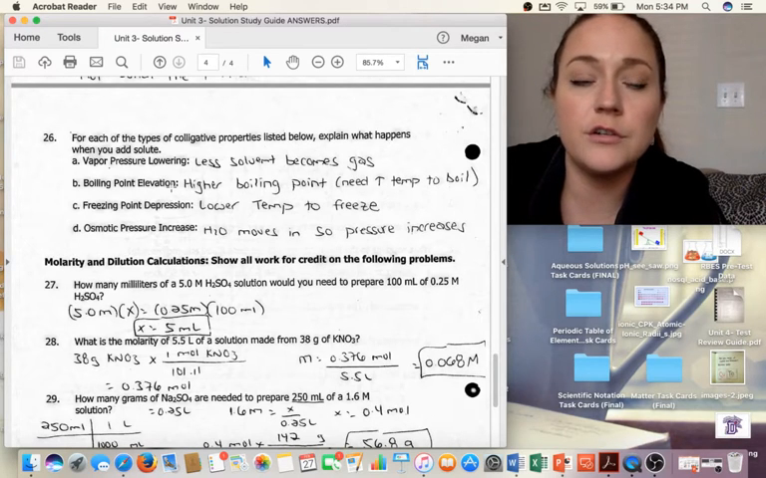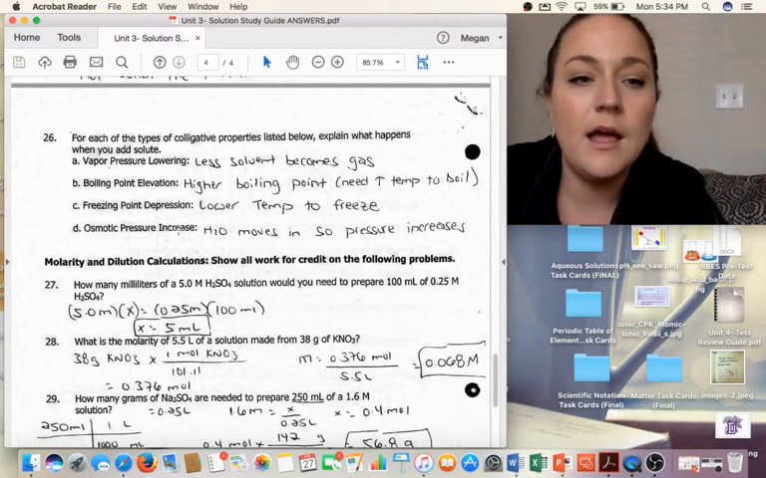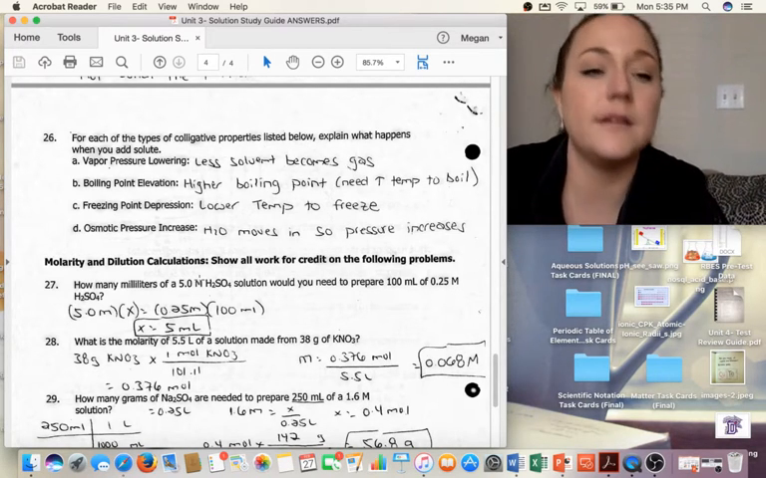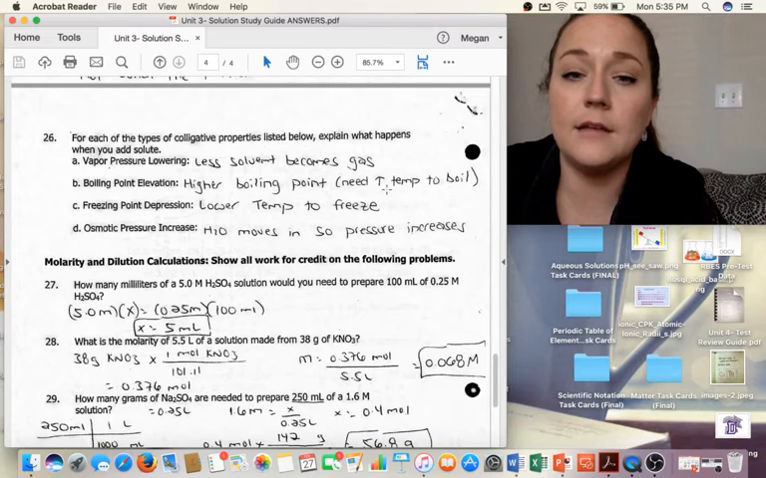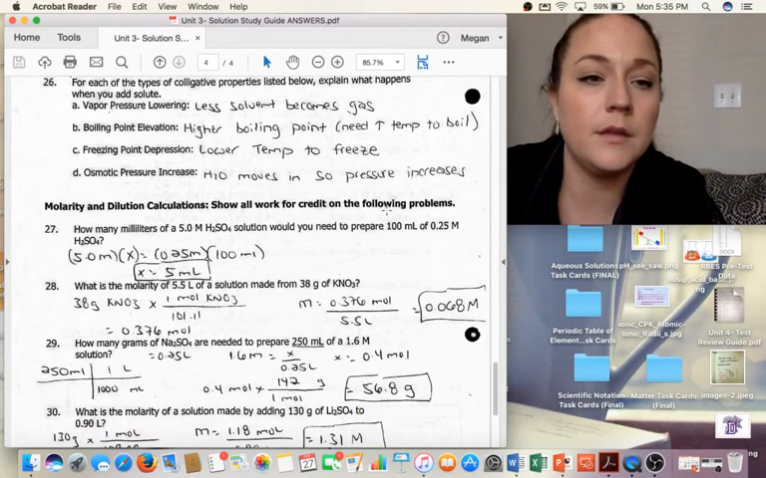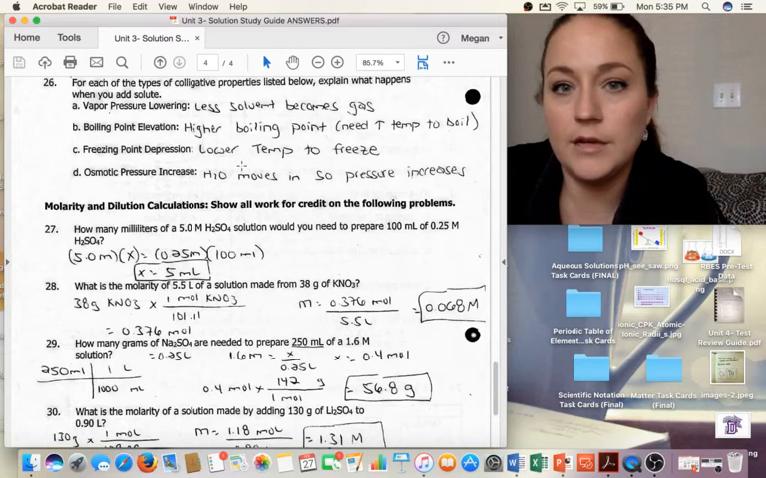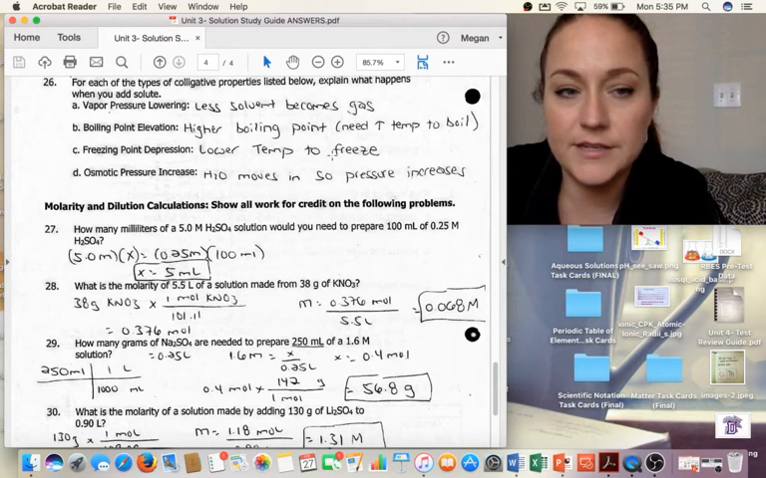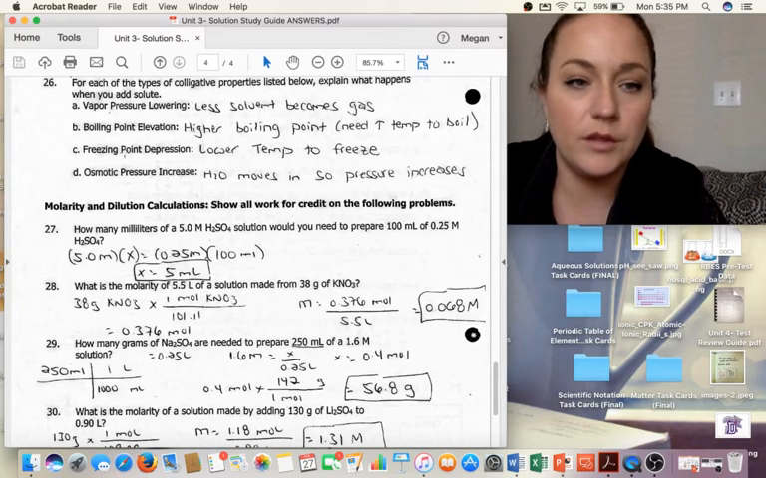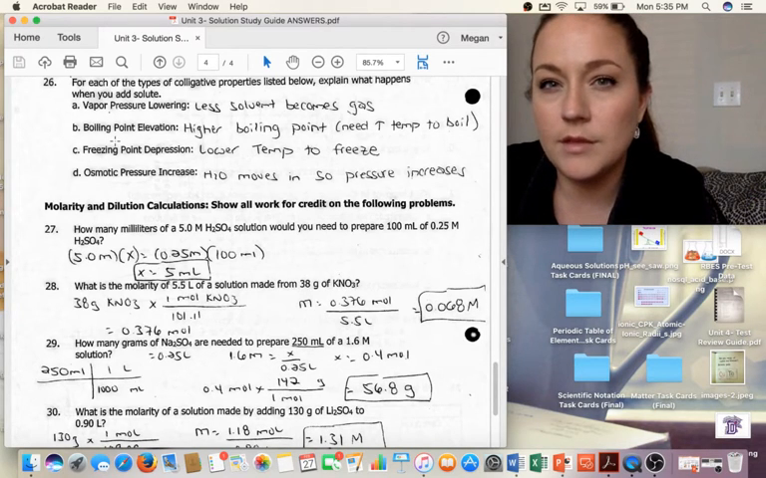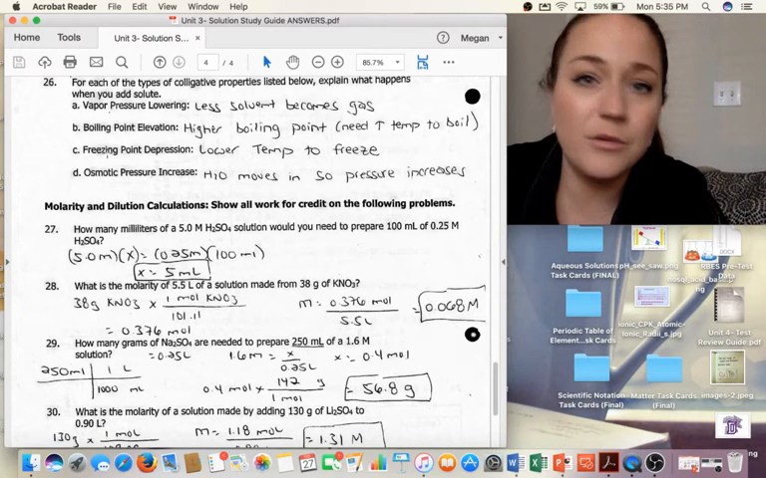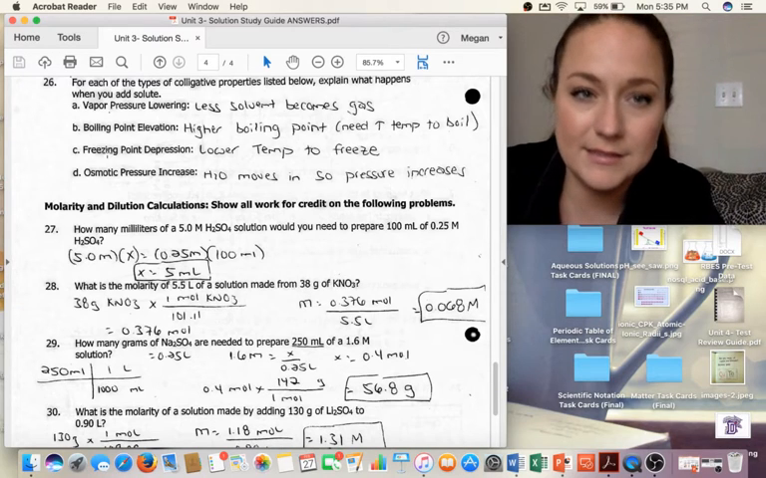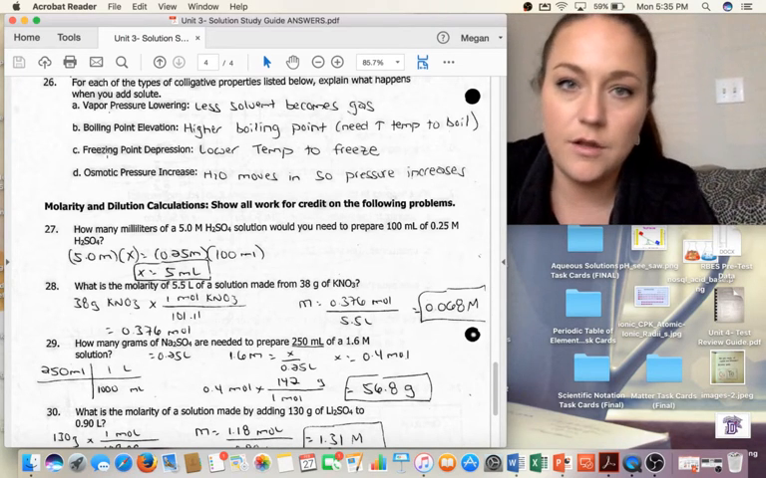So vapor pressure lowering. This is less solvent becomes gas. Boiling point elevation, higher boiling points, so the need to increase the temperature to boil. Freezing point depression is the lowering temperature to freeze. So back to boiling real fast, boiling point. Remember that when we add a solute into a solvent, it doesn't have the original boiling point.